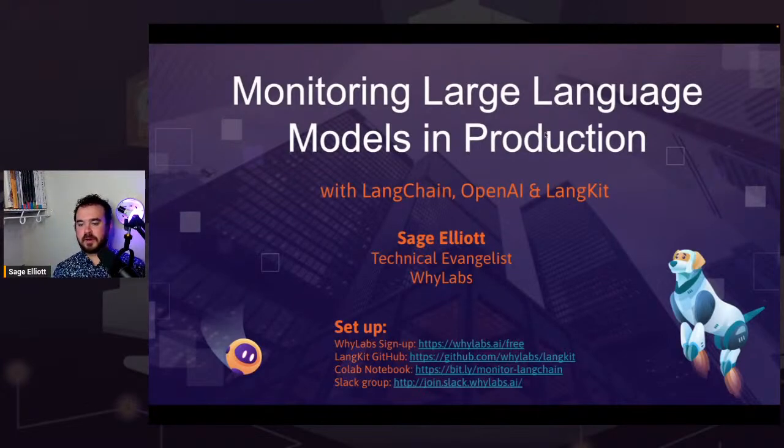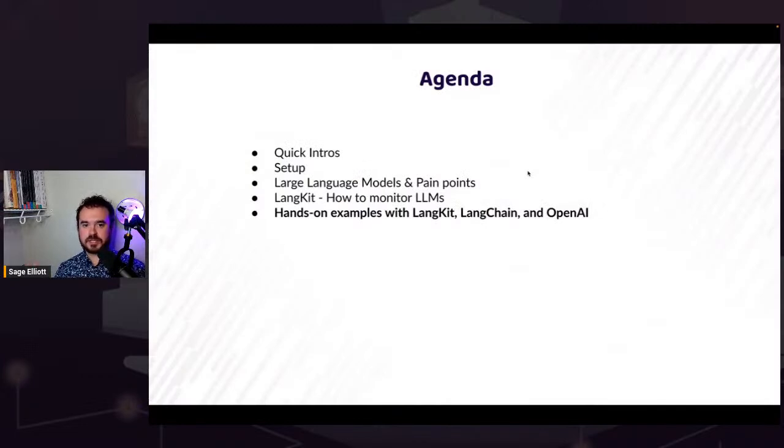All right, so this is monitoring large language models in production with LangChain and OpenAI and LangKit. The quick agenda is going to be, we're going to do some quick intros, a little bit about setup, and then we'll talk a little bit about large language model pain points and why you might want to monitor them, and how we'll do that with LangKit. And then most of this hopefully is going to be hands-on examples. We're going to be using a Google Colab notebook and running code today.